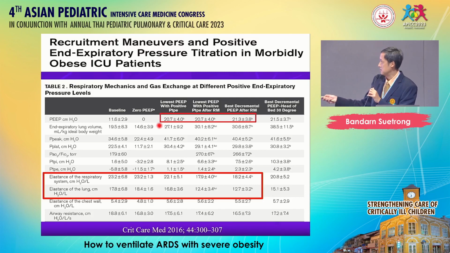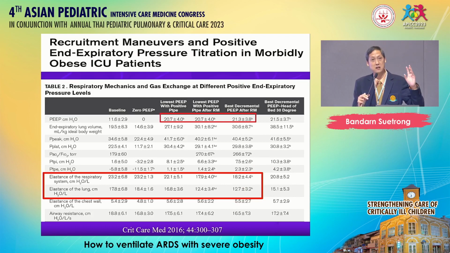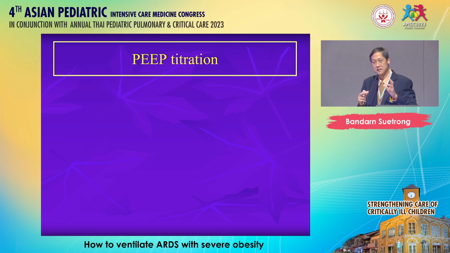If you notice, it's approximately the same level of PEEP, 21. But if we combine it with the recruitment maneuver, the lung elastance, or lung stiffness, which is the lower the better, is lower. If we combine PEEP titration with the recruitment maneuver, the elastance of the lung is lower, which is better. I usually apply the lung recruitment maneuver in all severe ARDS cases.